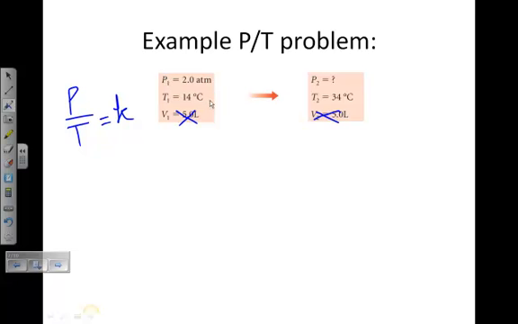We have to convert the temperatures to Kelvin, so we'll go ahead and do that. This first one would be 287 Kelvin, and this one would be 307 Kelvin. Now, we could go ahead and solve for the constant first by using this information. So it would be K equals 2 divided by 287. And that adds up to 0.00697.